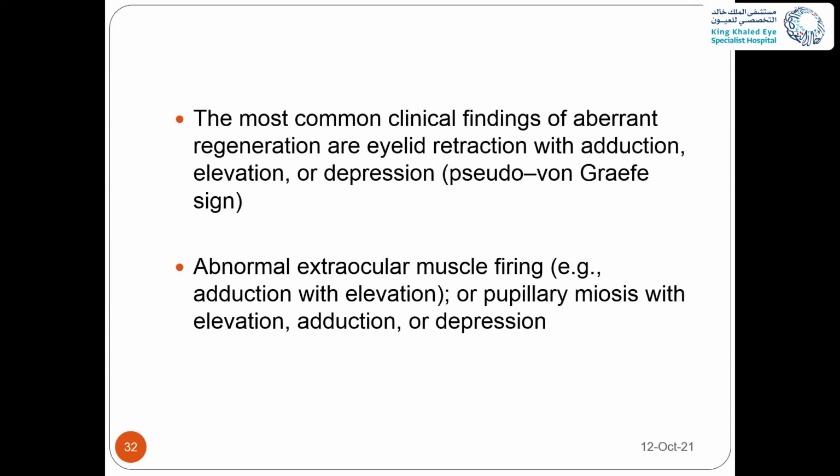What is apparent regeneration? The most common clinical findings of apparent regeneration are eyelid retraction with adduction, elevation, or depression, and this is called pseudo-von Graefe sign. Or we might have abnormal extraocular muscle firing, for example, adduction with elevation, or pupillary miosis with elevation, adduction, or depression. So any abnormal finding that is not usually happening, think of apparent regeneration.